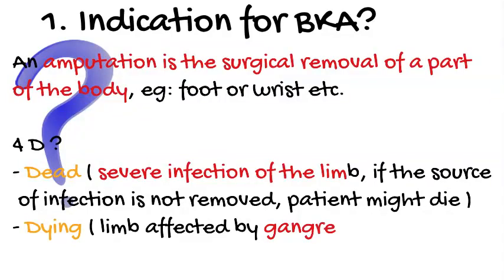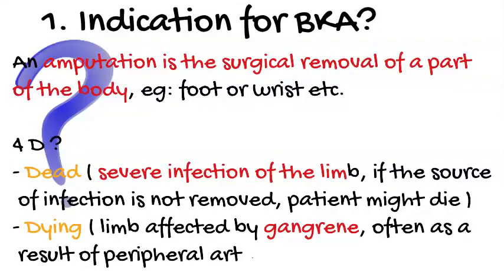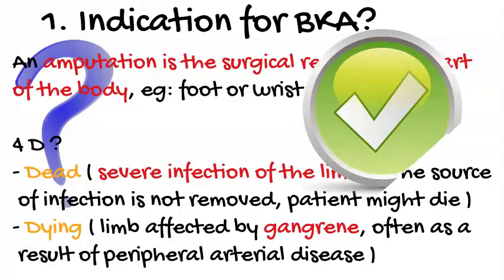The first D that I will cover is dead, whereby patient has a severe infection of the limb. If the source of infection is not removed, patient has higher risk of dying. The second D is dying, whereby the limb is gangrenous, often as a result of peripheral arterial disease.